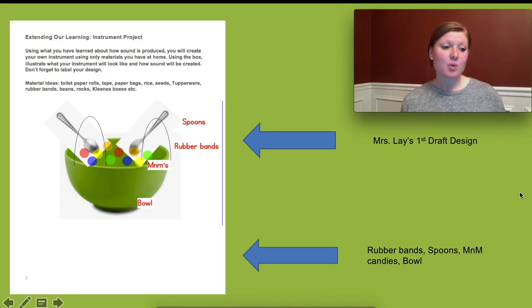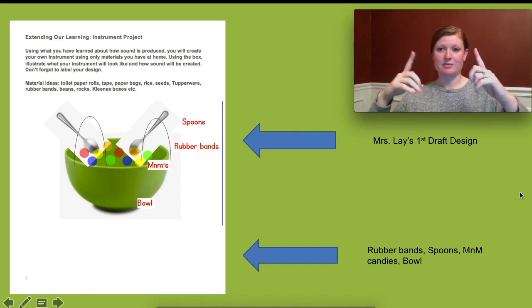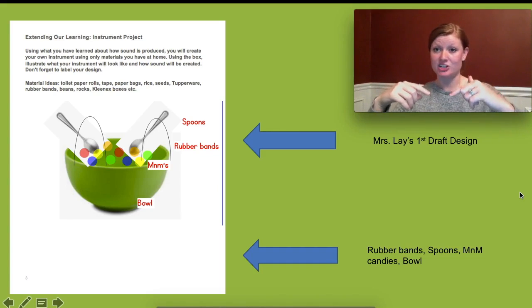So I wanted to show you my model real quick. I don't want to give away too much, but I want to show you my model. So I have decided that I'm going to use a bowl, rubber bands, spoons, and M&M candies. Now I'm hoping that my spoons are going to help cause a vibration with the M&Ms, and that will then cause a sound to reach my ears.